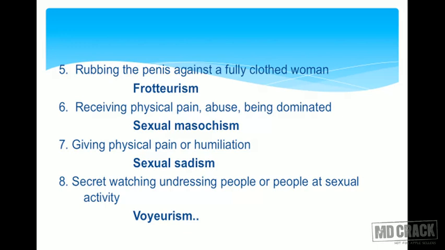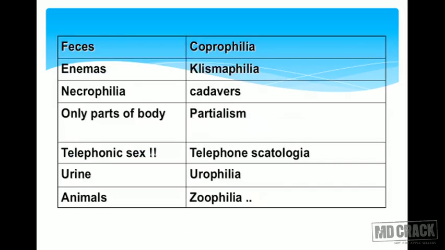Secretly watching people undressing or people engaged in sexual activity is called voyeurism. There are some more deviations, sexual activities which are abnormal in some patients, some other paraphilias. Attraction for feces is called coprophilia. Attraction for enemas is called clismaphilia. Necrophilia is the attraction for cadavers. Attraction only for parts of the body is called partialism. Telephonic sex is called telephone scatologia. The attraction for urine is called urophilia, and the attraction for animals is called zoophilia.